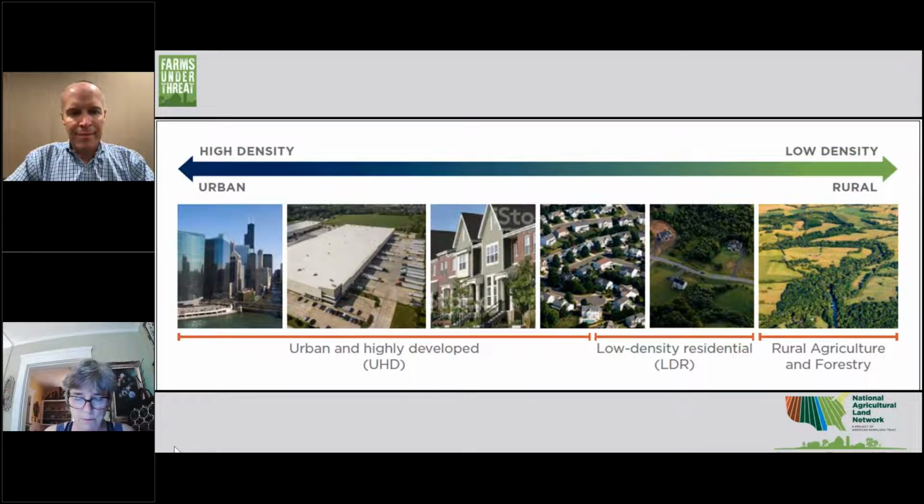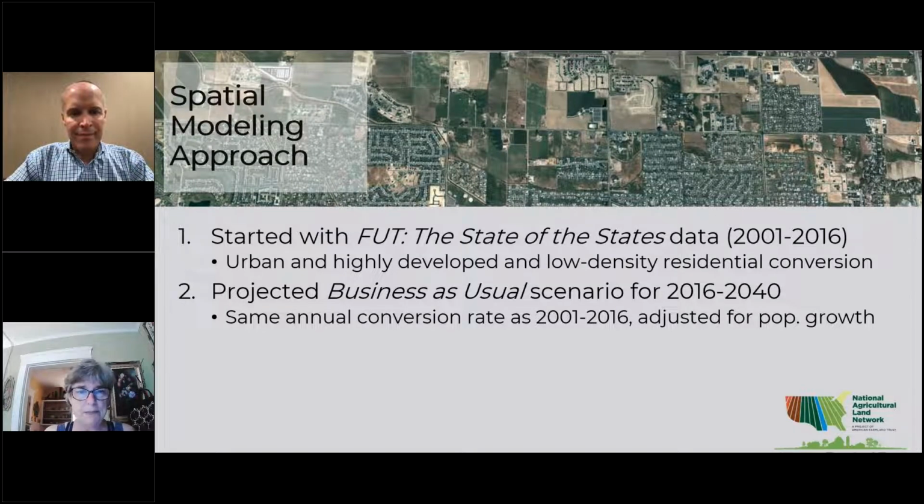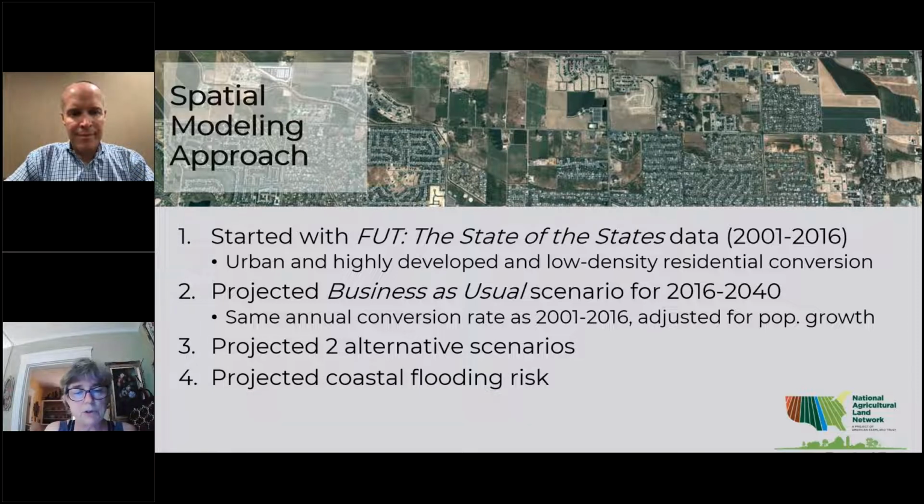So starting with our historical data, we projected into the future with the business as usual scenario. Basically, we made a straight line projection using the same annual conversion rate as what we had documented in that period from 2001 to 2016. We adjusted the model to account for projected population growth. Building off that business as usual scenario, we developed two additional scenarios, which we'll get to in a minute. In each of the three scenarios, we also mapped the coastal flooding risk that is projected by sea level rise. Once we had that projection of conversion and the flooding risk, we quantified the effects of these scenarios. And we did that looking at both the type of agricultural land that would be converted, so whether it was cropland or pasture land, or in some cases woodland associated with farms, as well as on the quality of the land that was likely to be converted.